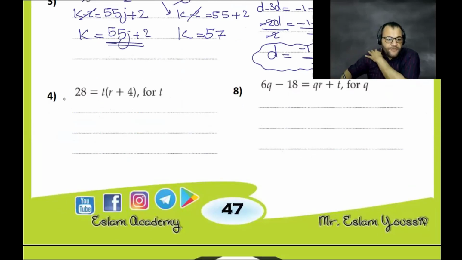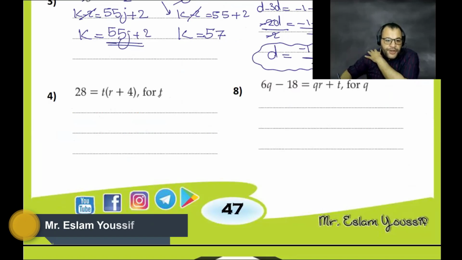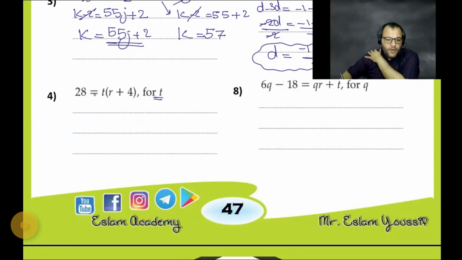Again, for number 4, we need to solve for T. Suppose that we have a bracket here. Not the distributive property. Suppose that we deal with the bracket as a number. So we have here 28 equals T times 5, which is 5T. Is it right?